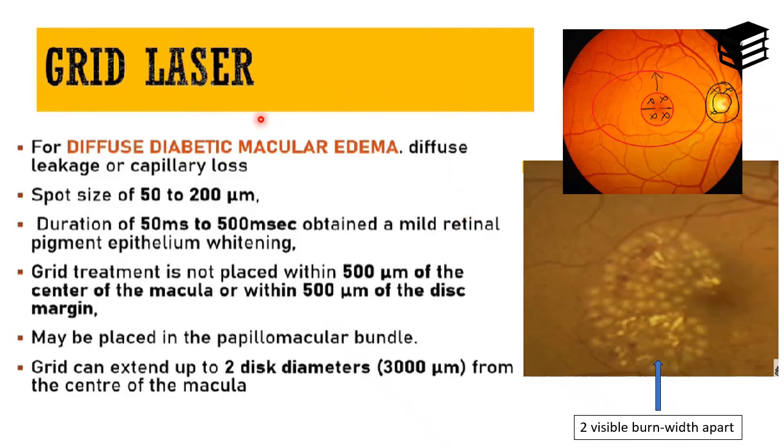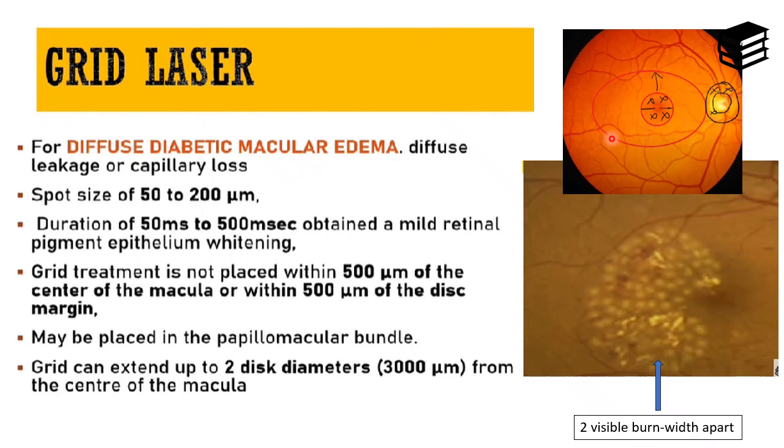Then coming on to grid laser. Grid laser is for diffuse macular edema, diffuse leakage or capillary loss. Spot size remains the same, mostly 50. Duration is also 50. Now, this is the conventional ETDRS: grid treatment is not placed within 500 microns of the center of the macula. This is the center of the macula, and this is the center of the disc. So within 500 microns of the center of the macula, the ETDRS said do not place lasers, and likewise within 500 microns of the center of the disc. That is what the ETDRS said.